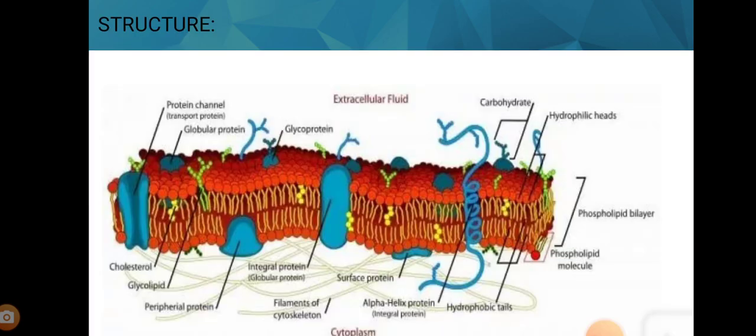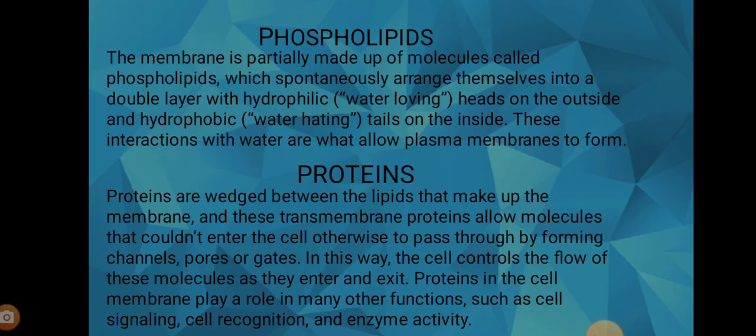The structure of the plasma membrane. The structure of the plasma membrane is mainly contributed by phospholipids, proteins and carbohydrates. First, let us talk about the phospholipids. The membrane is partially made up of molecules called phospholipids, which spontaneously arrange themselves into a double layer with hydrophilic heads on the outside and hydrophobic tails on the inside. This interaction with water is what allows plasma membranes to form.